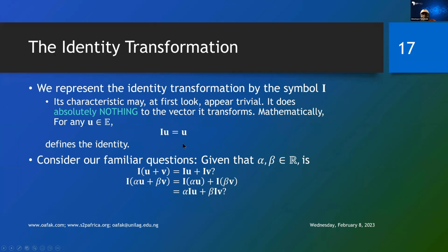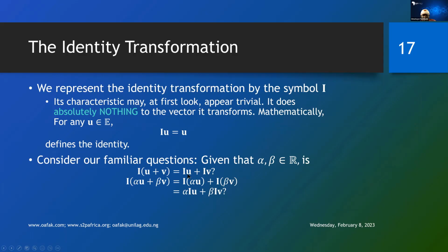A transformation that doesn't do anything, you get V. What about IU plus IV? Because this is U plus V. Again, if you get the same thing, then that means that it's linear. What if you transform a weighted sum, alpha U plus beta V? Are you going to get the weighted sum of the transforms?